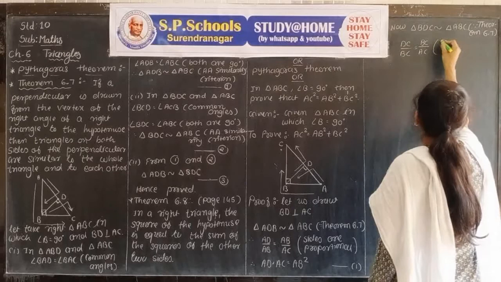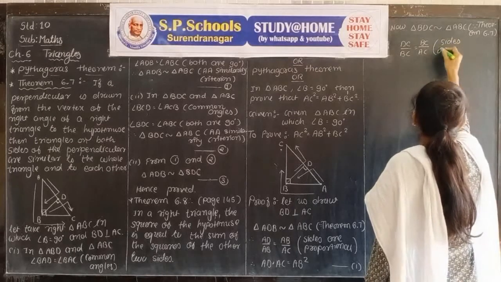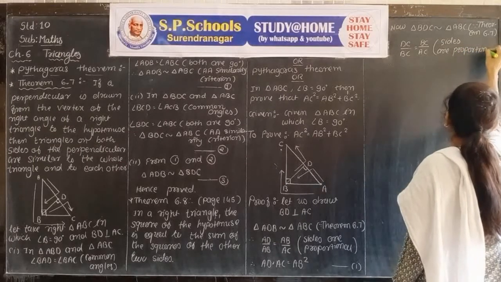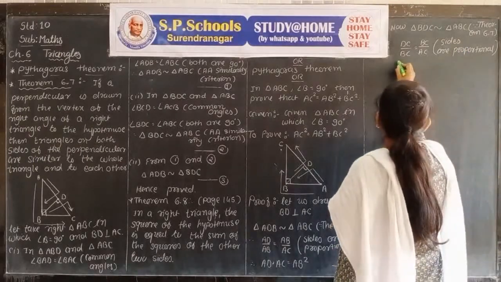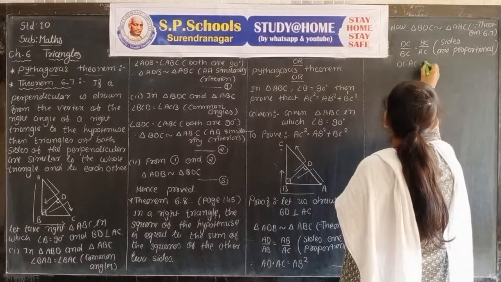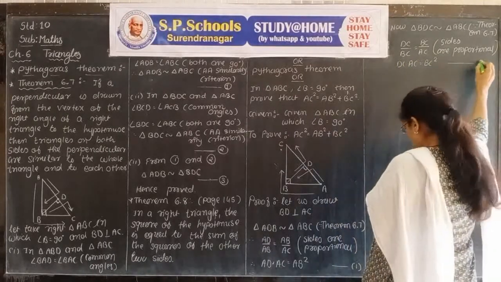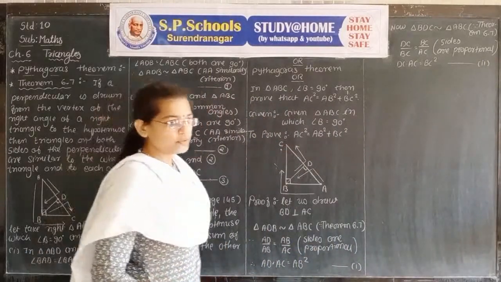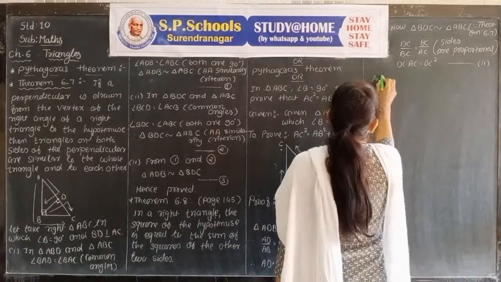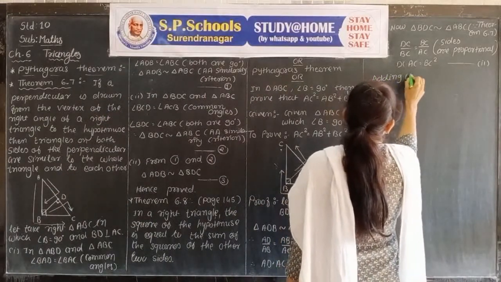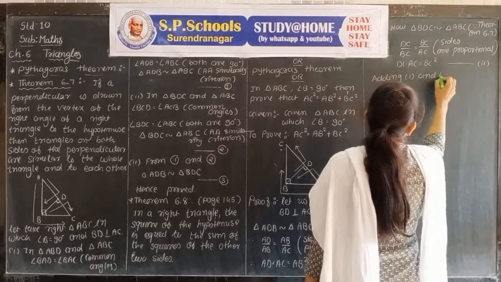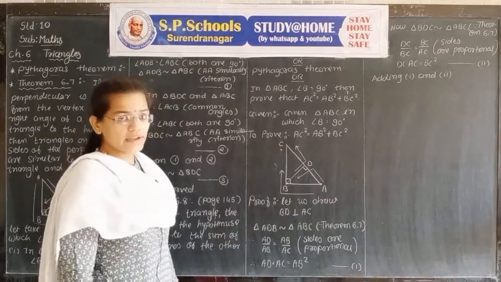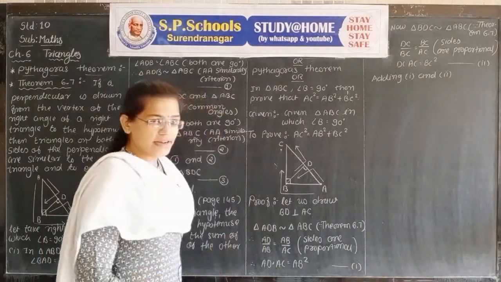The reason is the same: sides are proportional. That's why DC into AC is equal to BC square. It is our result number 2. Now we have to add result number 1 and result number 2. Adding 1 and 2, we add left hand side with left hand side and right hand side with right hand side.